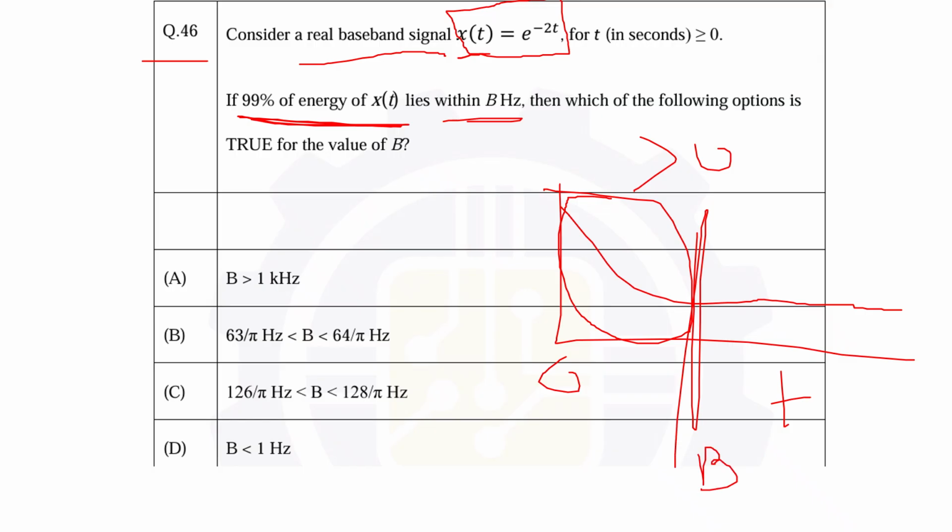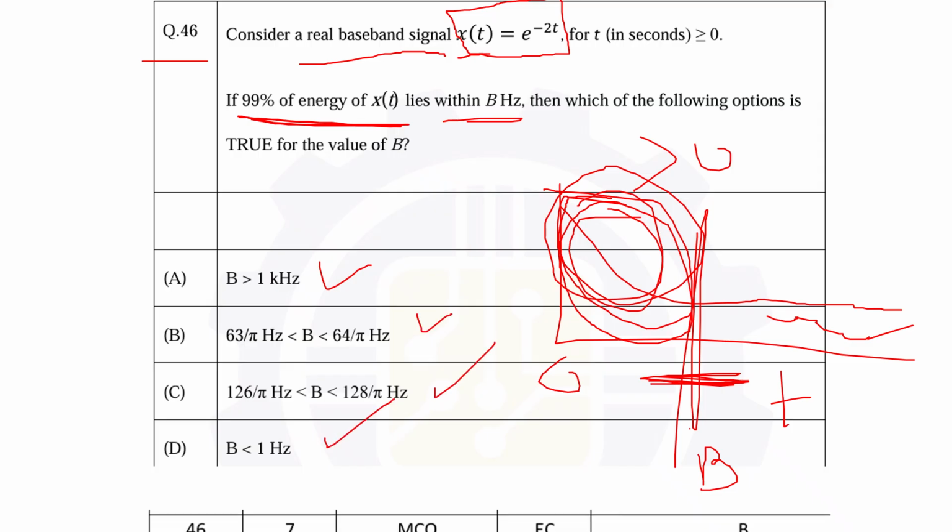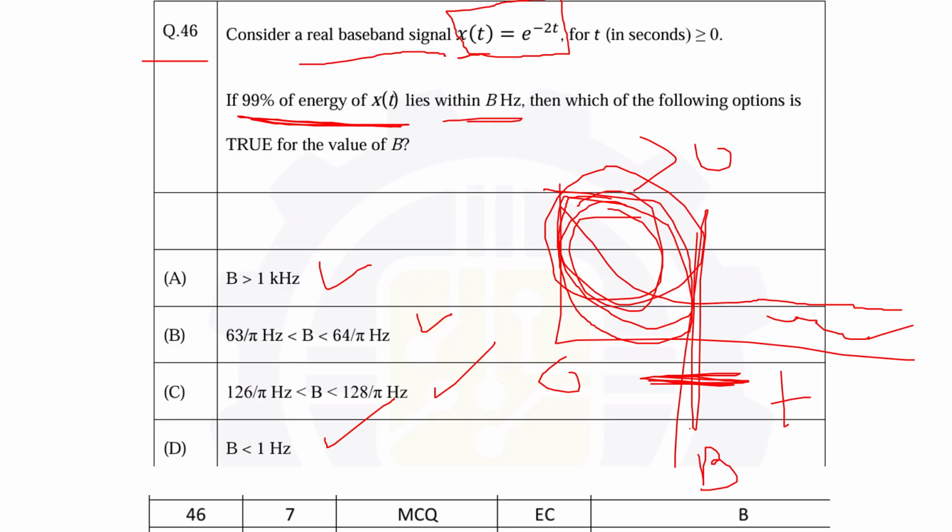If you convert the time domain into the frequency domain, then definitely you will get the exact figure, but here I am roughly drawing. Which of the following options is true? In this region only, 99% of the energy is occupied, and in this region very little energy. So what is this cutoff B? Is the value of B 1 kilohertz, or in between these values? What will be the correct answer? As per your answer key, option B is correct.